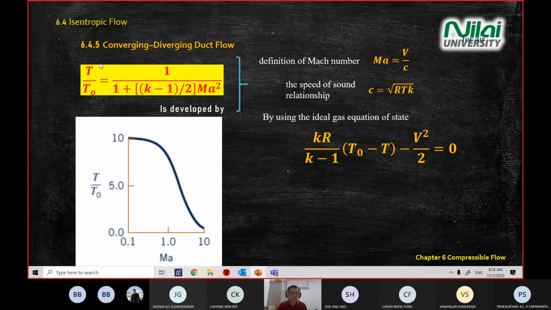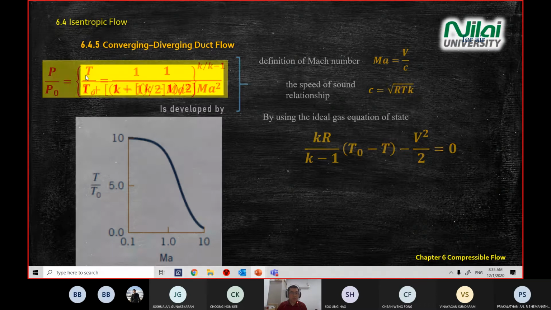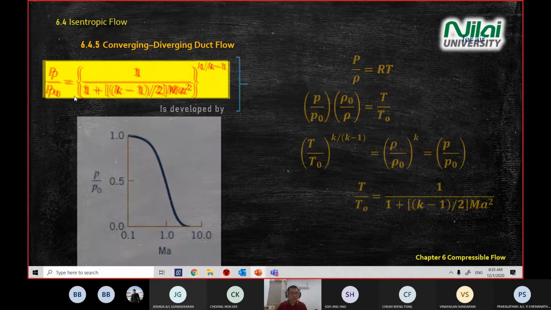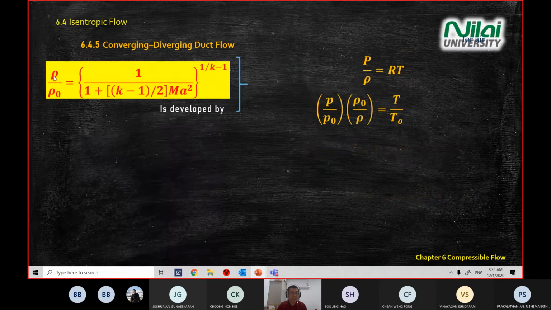All right, so for compressibility problems, there are three equations that you need to use: T over T0, P over P0, and the density over density stagnation.